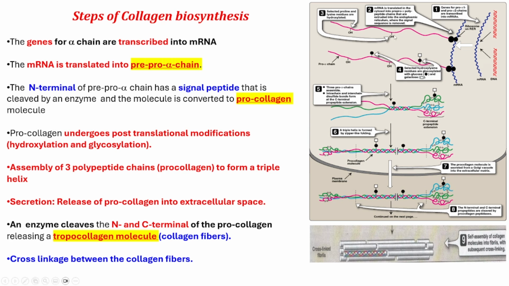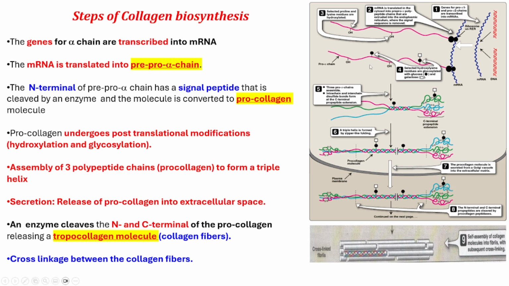So this pre-pro alpha chain, in the N-terminal, the first amino acids, has a sequence of amino acids which is called the signal peptide, okay? So after the finishing of the translation, this signal peptide will be cleaved, will be removed from the structure, okay? And your protein becomes called pro-collagen. So it was pre-pro, now it becomes pro-collagen, all right?